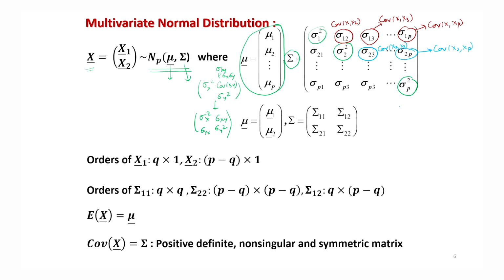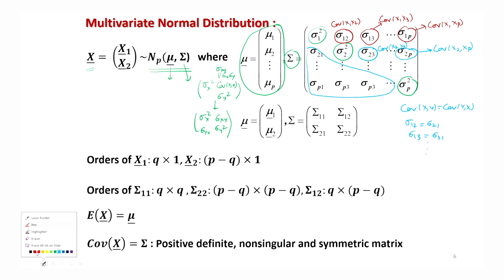And definitely, because you know that the covariance between x, y is the same as covariance between y and x, right? So the lower diagonal elements like this one are going to be the same as the upper diagonal elements. That means sigma 1 2 will be the same as sigma 2 1, sigma 1 3 will be the same as sigma 3 1, and so on. So this is how we create the sigma matrix.